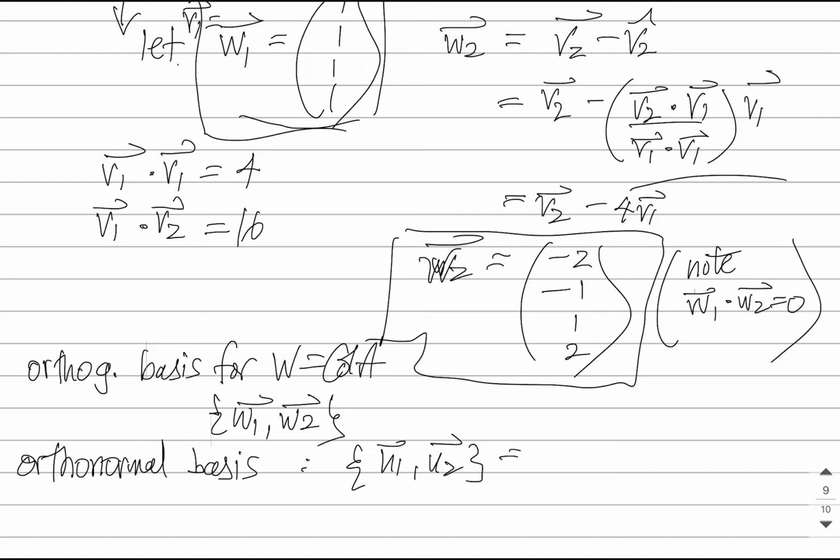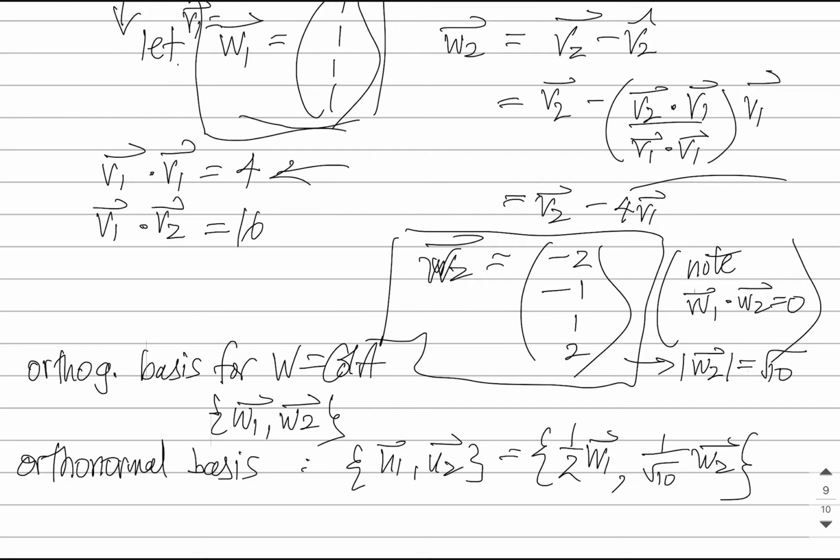The length of W1 is the square root of this quantity here. So that means I'd have to divide everything in W1 by 2, so it would be a half W1. The length of this vector here is root 10. So this second orthonormal basis vector is going to be 1 over root 10 times W2.